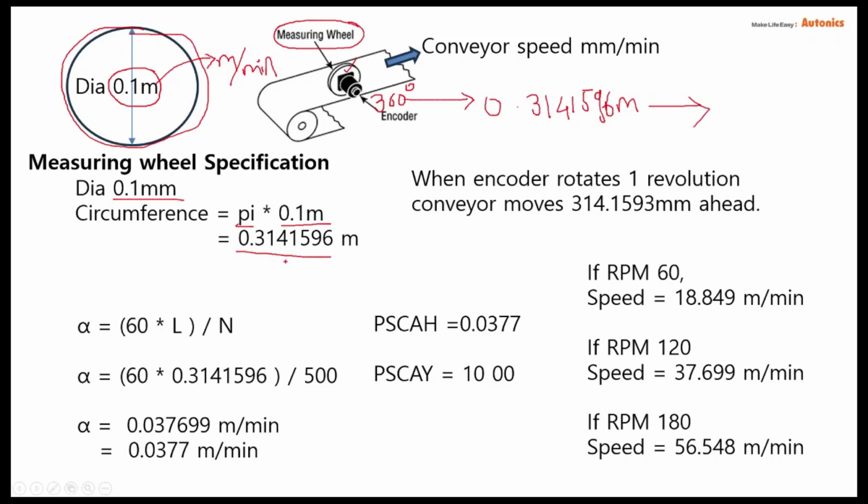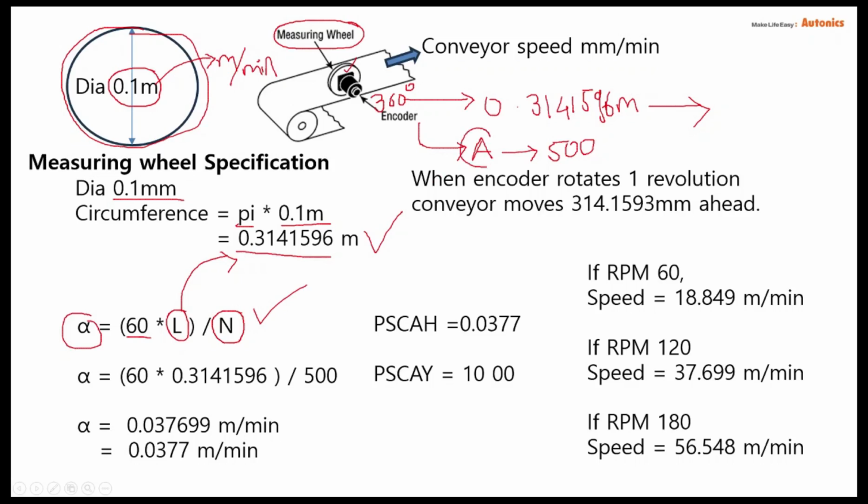Once the circumference is calculated, we need to calculate alpha. Alpha is calculated based on this formula: 60 into the factor that we just calculated, which is the circumference for one revolution, divided by the number of pulses N that you are going to receive. Meaning, in this case, if you are connecting encoder A pulses, and the encoder PPR is 500, then this N will be 500. If your PPR is 10,000, N will be 10,000. If your PPR is 1024, N will be 1024.